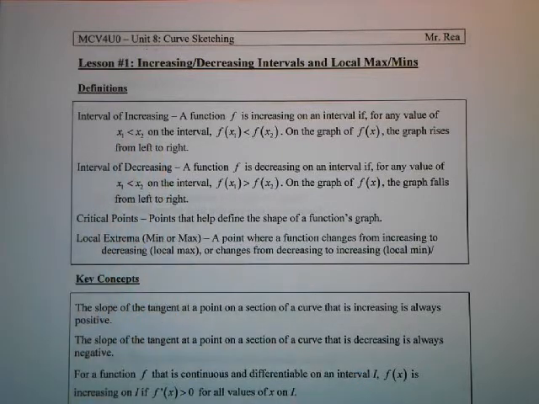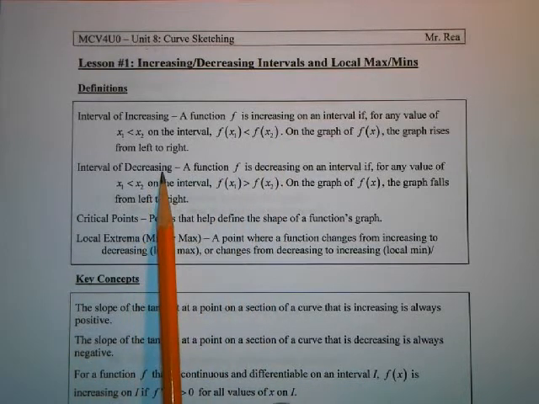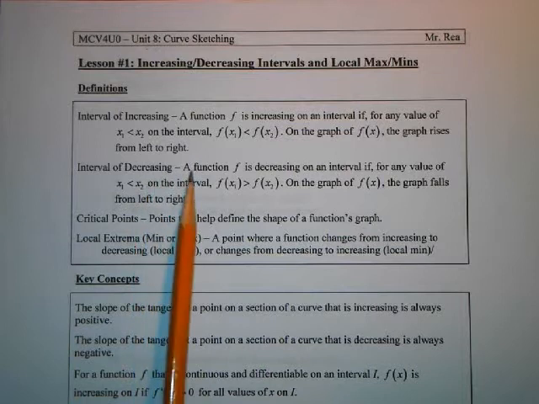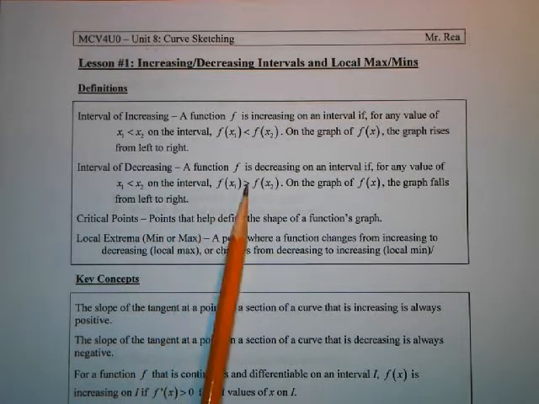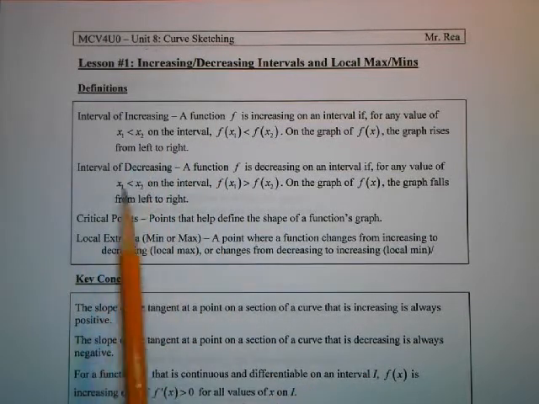Interval of increasing: a function f is increasing on an interval if the y value continues to increase as x increases. Basically, that's what this means. Decreasing is the opposite. As x increases, f of x or y is decreasing on that interval. So we're going to be defining what are the intervals of increasing and decreasing.